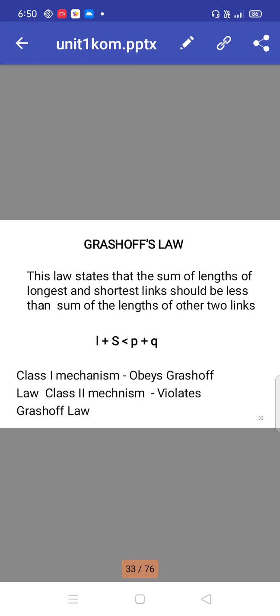This law states that the sum of lengths of longest and shortest links should be less than sum of the lengths of other two links. So L plus S less than P plus Q. The class 1 mechanism obeys Grashof law. Class 2 mechanism violates Grashof law.